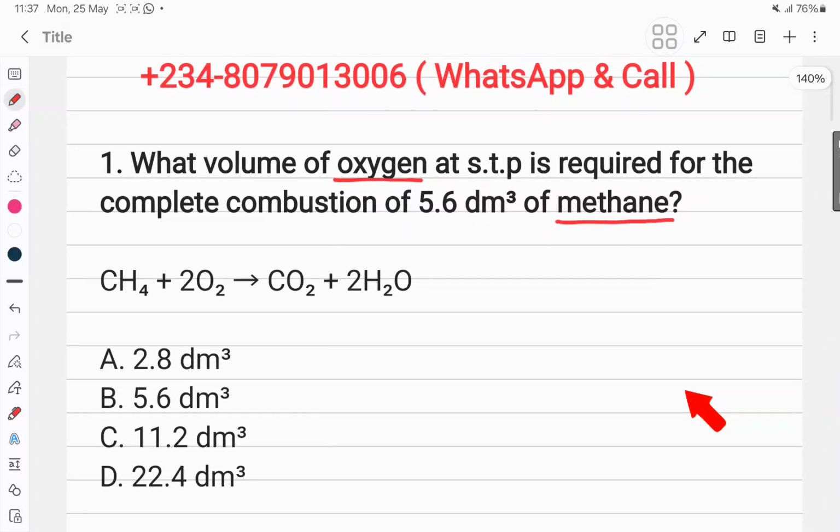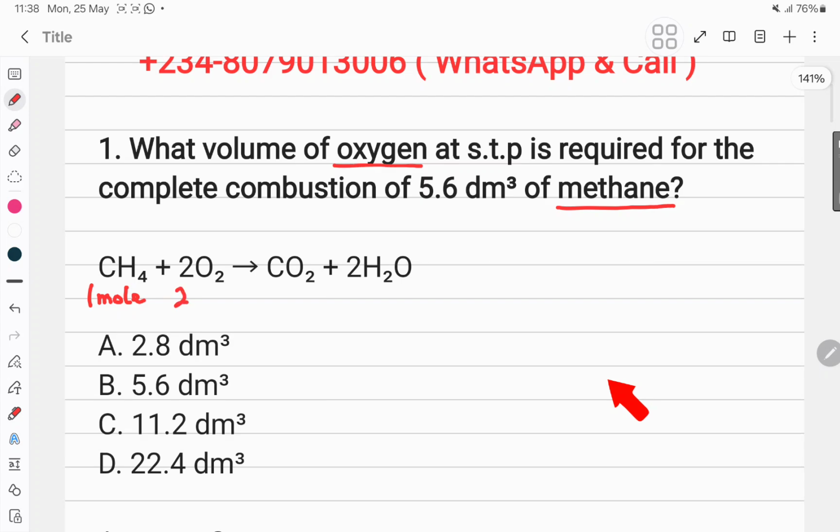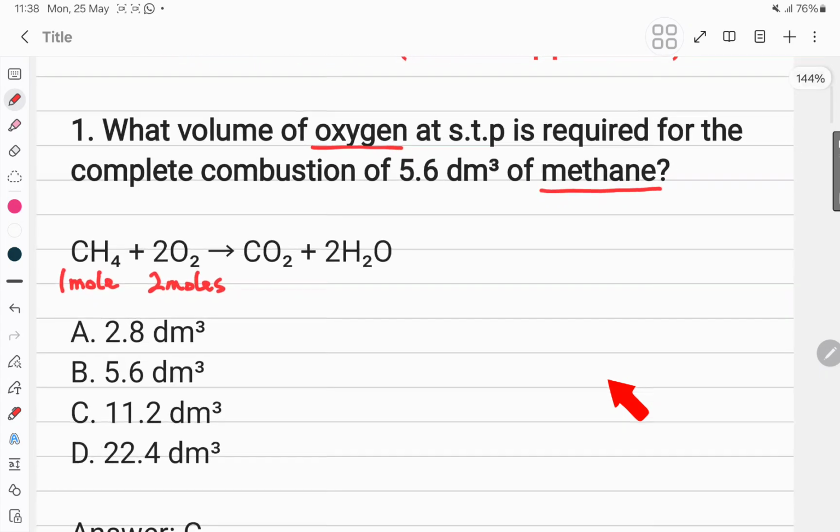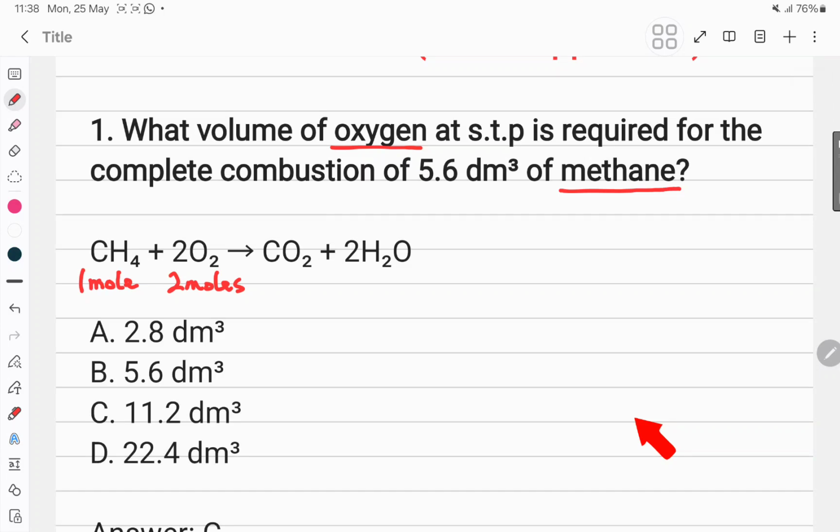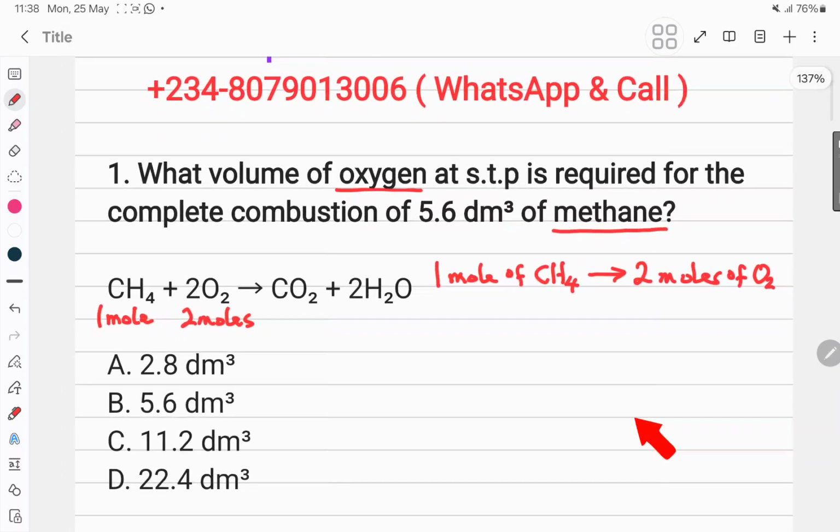So the first thing, identify the substances that are related together. And number 2, go to the equation and define the mole ratio of the two substances. So the mole ratio is going to be 1:2. For every 1 mole of methane, 2 moles of oxygen will be required. So we start from there. By stating the mole ratio, we have 1 mole of methane requiring 2 moles of oxygen for complete combustion.